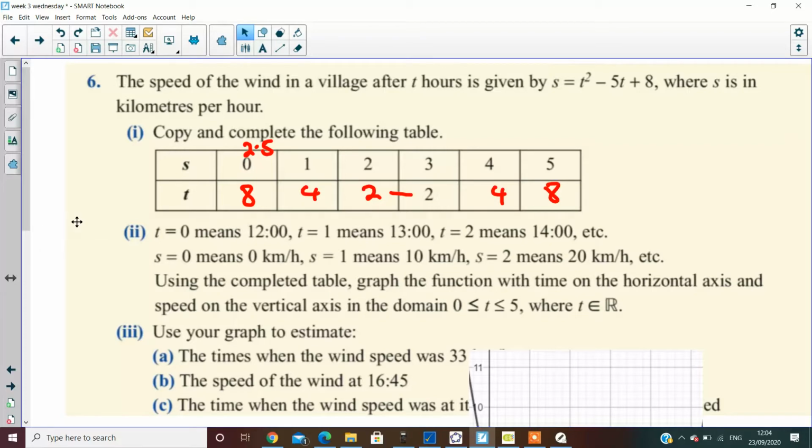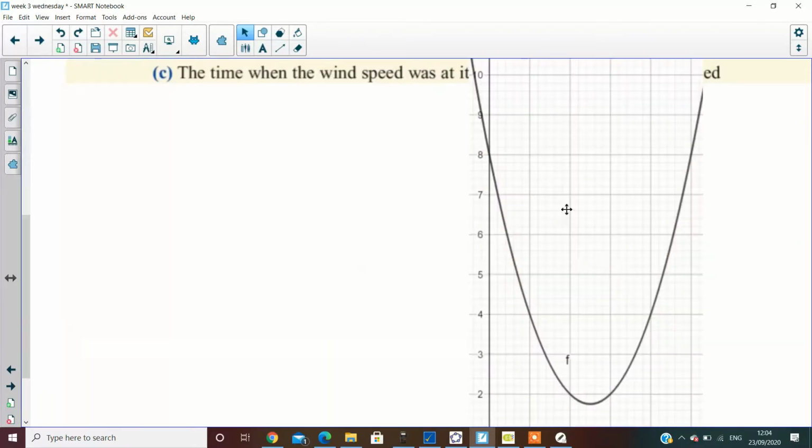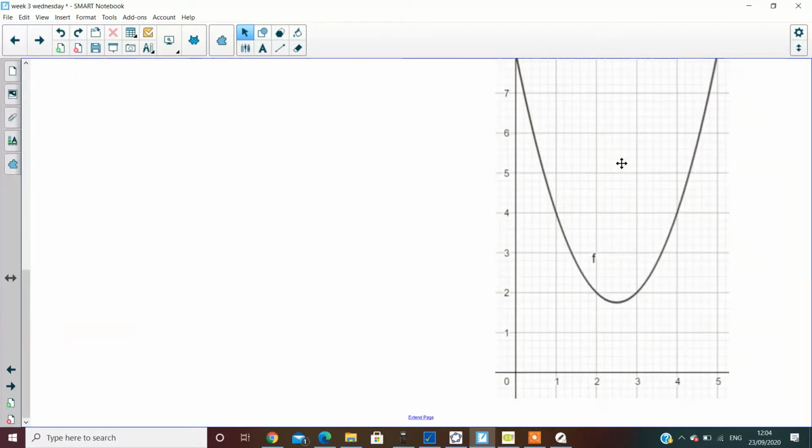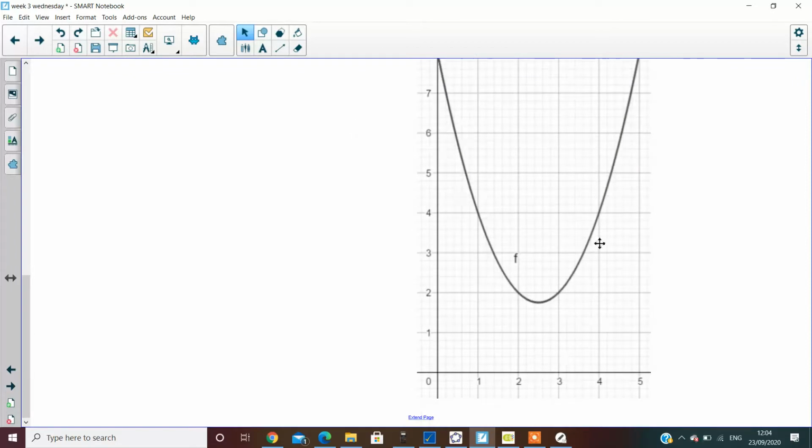All right. Use the completed table. Draw the graph of the function on the horizontal axis and the vertical axis. So we drew a graph here. Is everybody cool with that graph there? Okay, I'll just bring it down. So that's our graph drawn. Everybody happy enough? The minimum point is roughly at about 1.7-ish, somewhere around there.